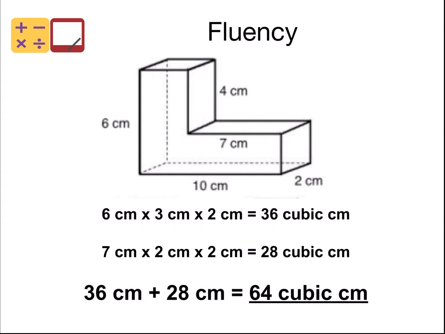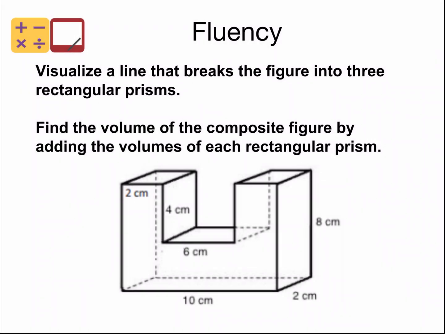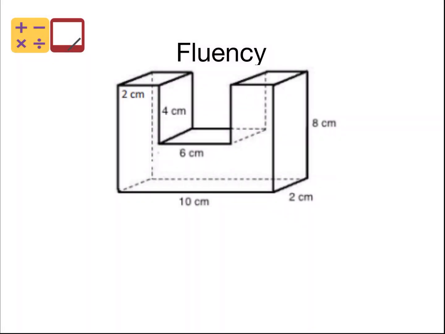There is the answer to the first one. And this is your second one. So you're going to do the same thing, but you're going to visualize two lines that break the figure into three rectangular prisms. Then you'll add them all together. Here are your answers.